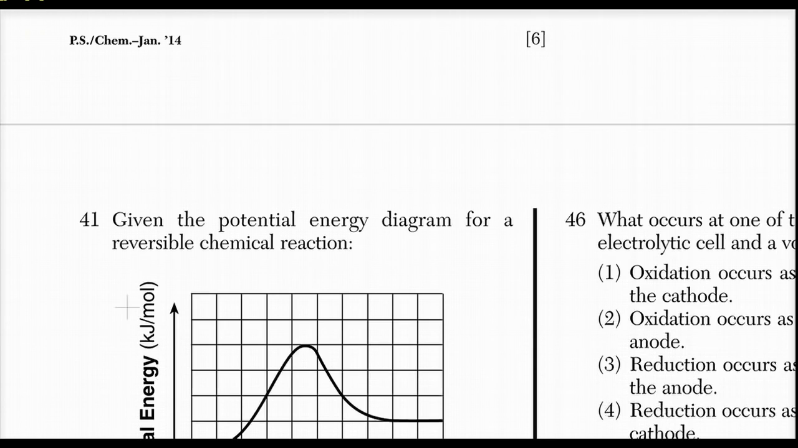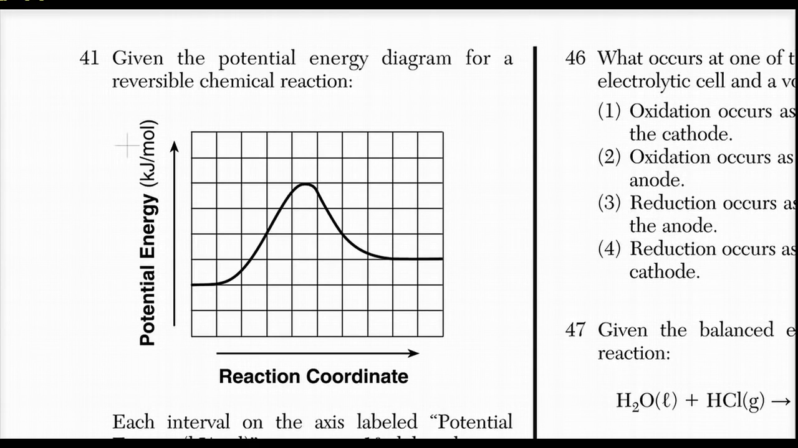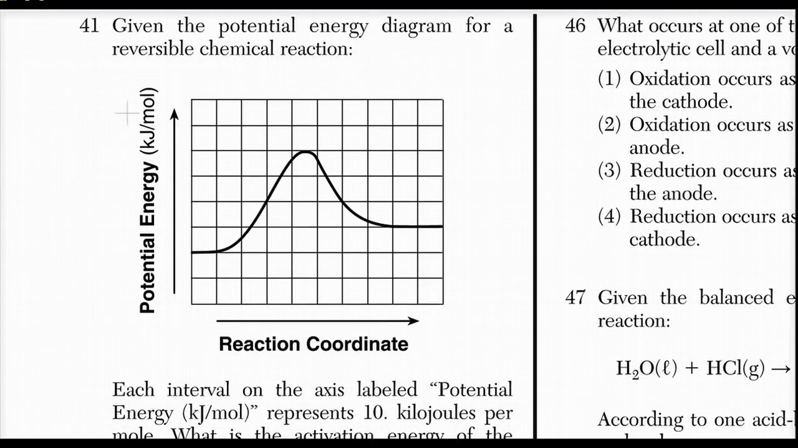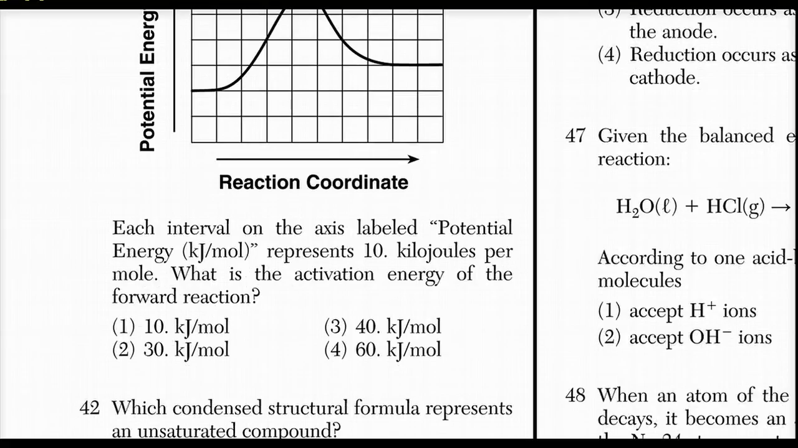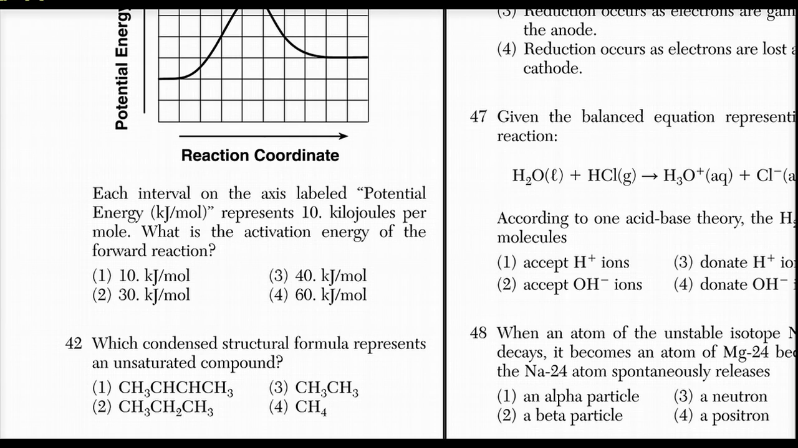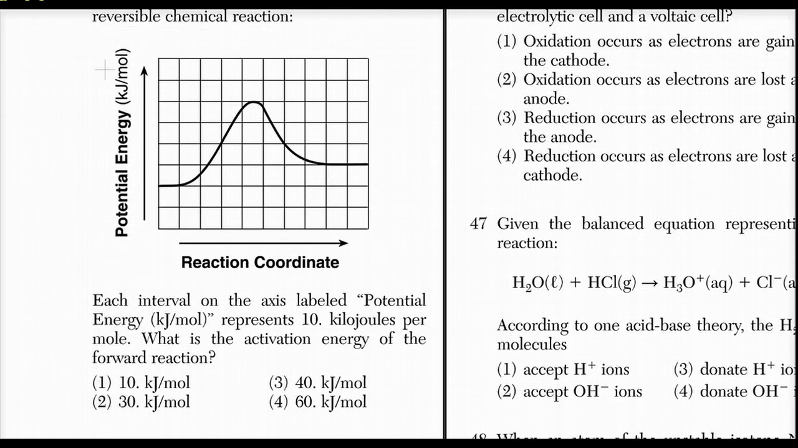All right, given the potential energy diagram for a reversible chemical reaction, each interval on the graph labeled potential energy represents 10 kilojoules of energy. What's the activation energy of the forward reaction?